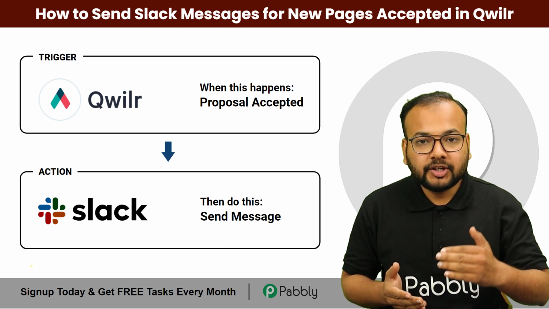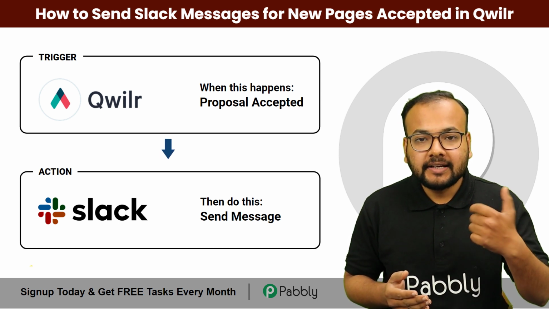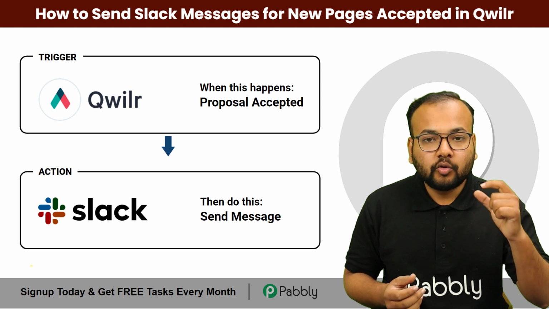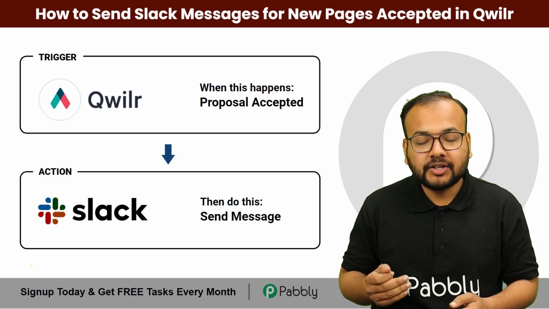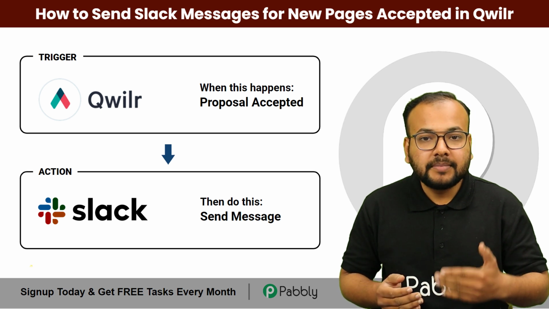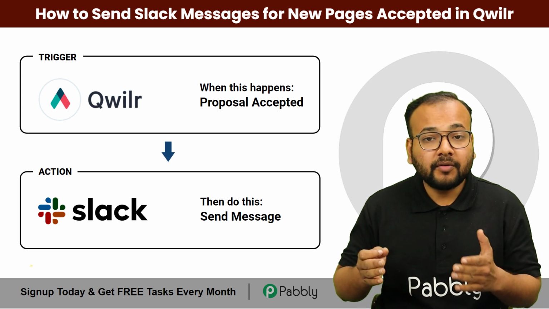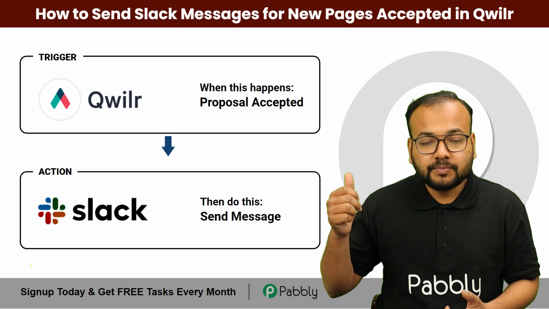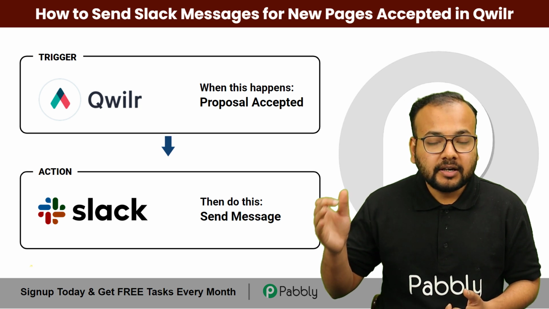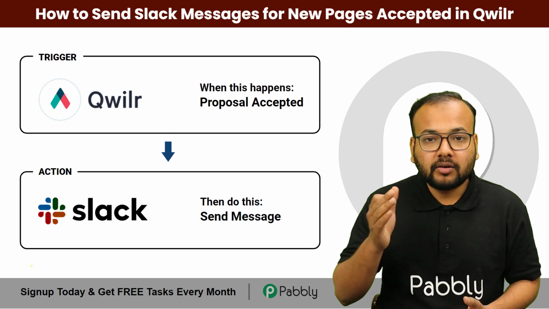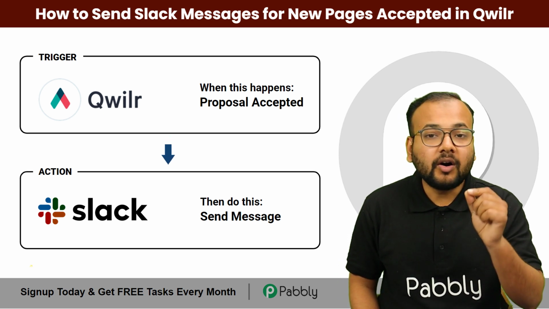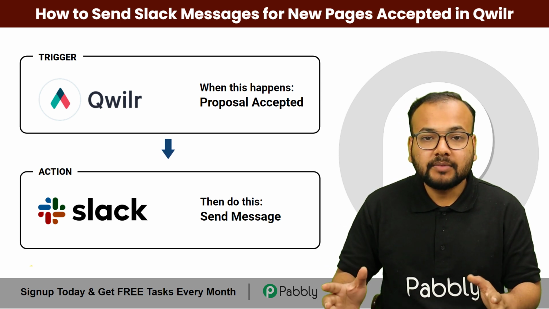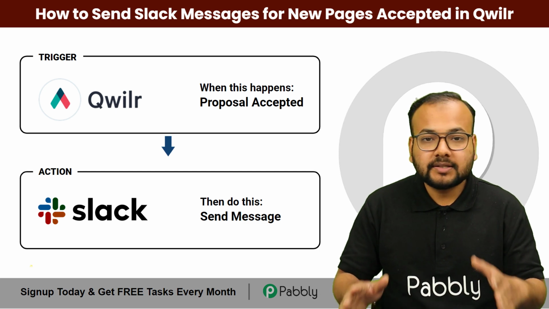So this automation is going to save your time, and here we are going to connect Qwilr application, which is a business proposal creation application. Here you can create business proposals and documents in the form of web pages. And when those proposals or quotations are accepted by your customers or clients, a message will be delivered to your team on Slack automatically. And we are going to set up this automation without any coding, super easily.